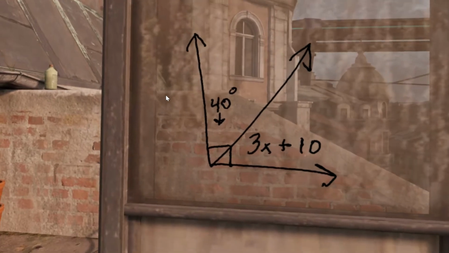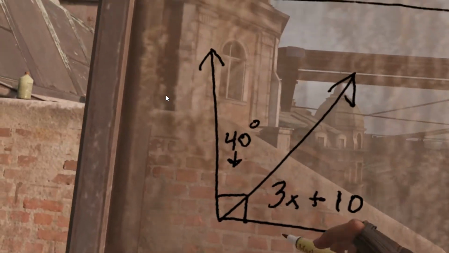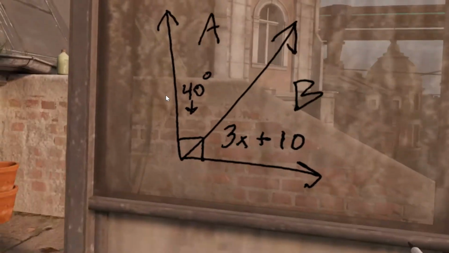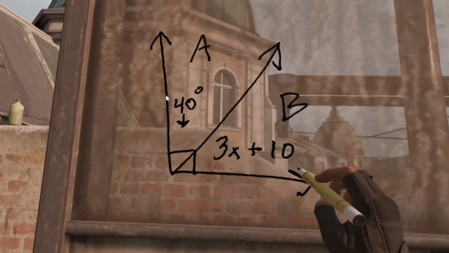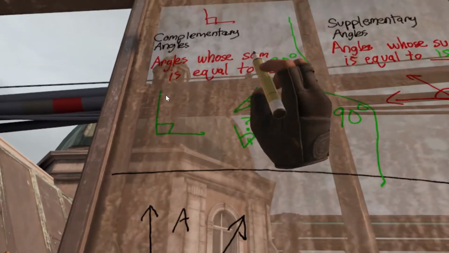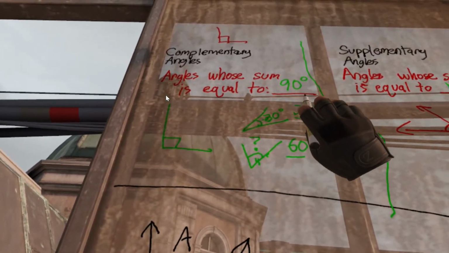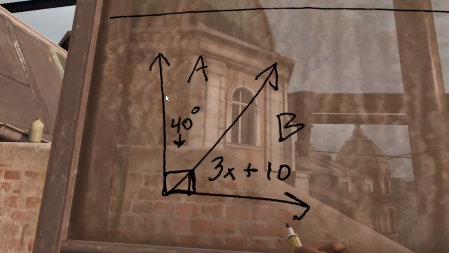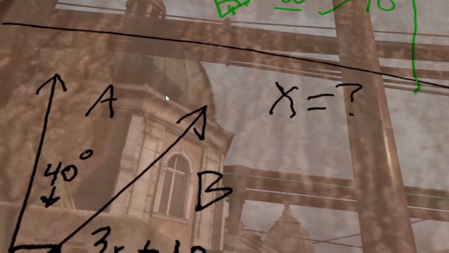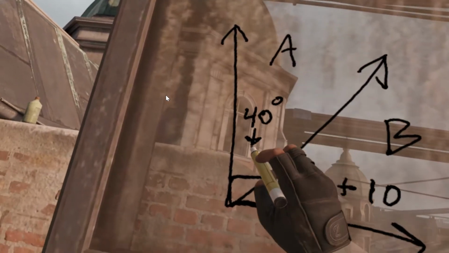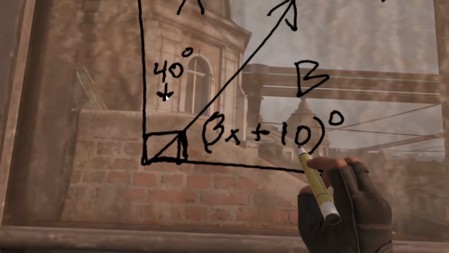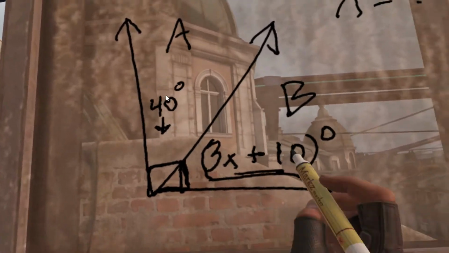Here is an interesting one. I can see I have two angles, which I did not bother to label, but we'll call one angle A, and this angle over here is angle B. Right off the bat, I can see that angle A and B together are a right angle, which means they must be complementary, right? Their sum is equal to 90 degrees. Presumably the question is, what does X equal? I can see that angle A is 40 degrees, and angle B is 3X plus 10 degrees. This is a long expression, but we can solve this.